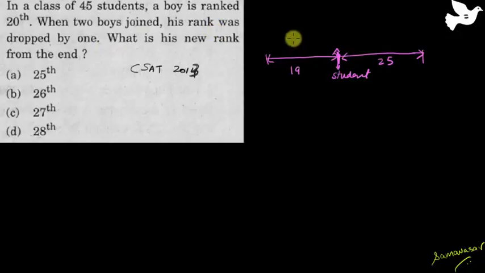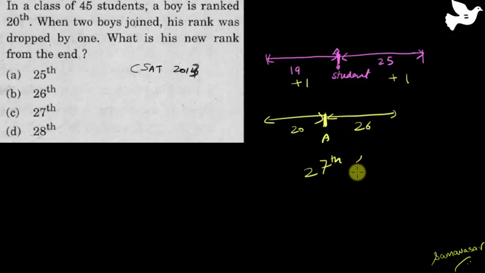Obviously, this means one boy was ranked above him, and the other boy was probably ranked after him. So in this case, this goes plus 1 and this also goes plus 1. What do I have? I have 20 here. This is a student, let us call him A, and there are 26 people behind him. So what is his new rank from the end? It would mean 26 of these, and for the rank you add this person himself also. So he is 27th from the end. So that is answer choice C.